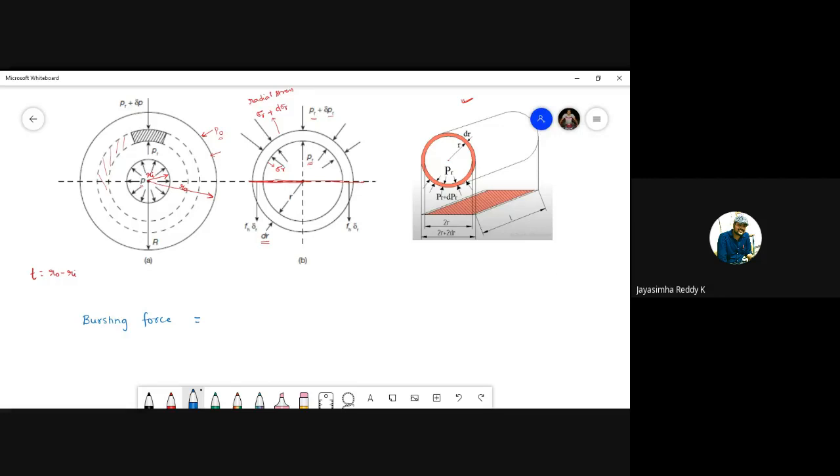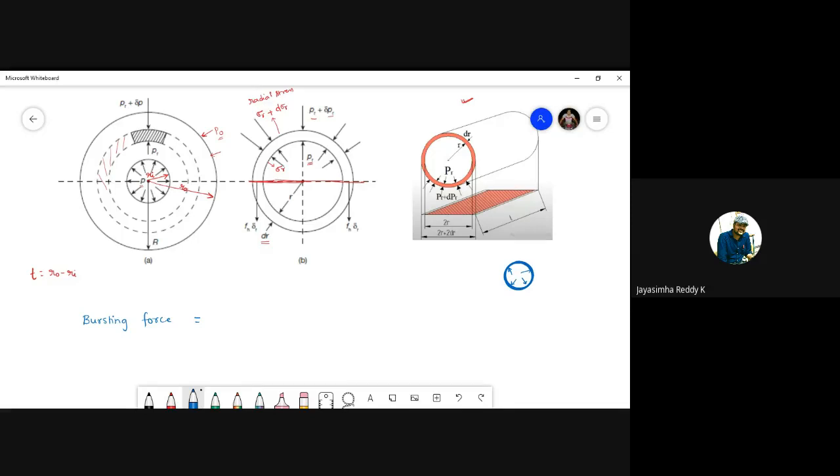Students, it is okay, right, up to now? Yes, sir. Okay. So let us write for bursting force, students. Bursting force in the sense, because of the application of the fluid pressure, let us assume that this pipe will burst out.